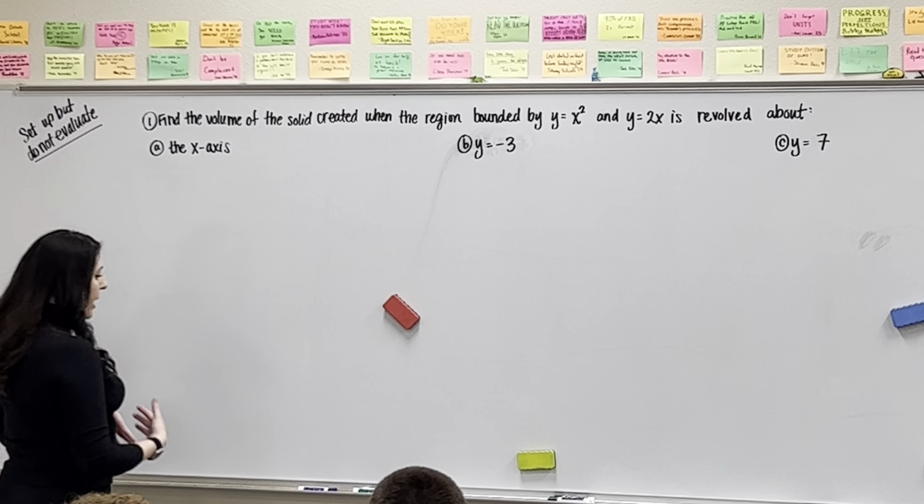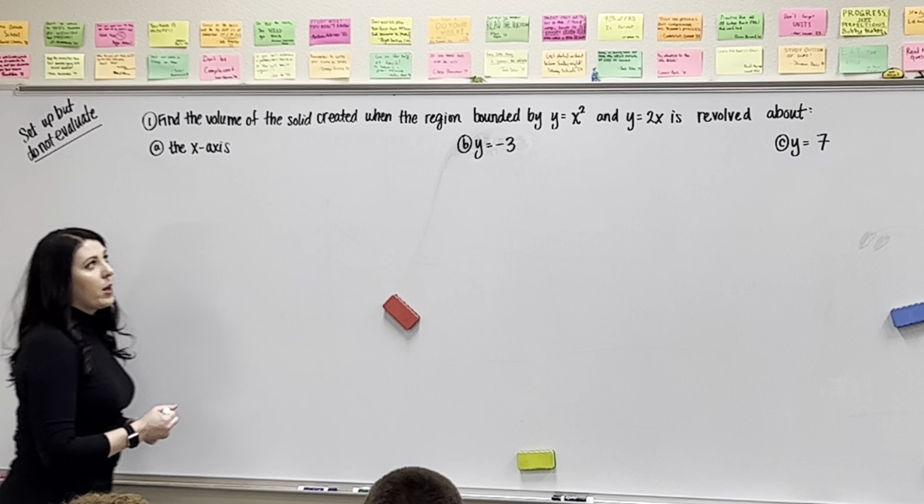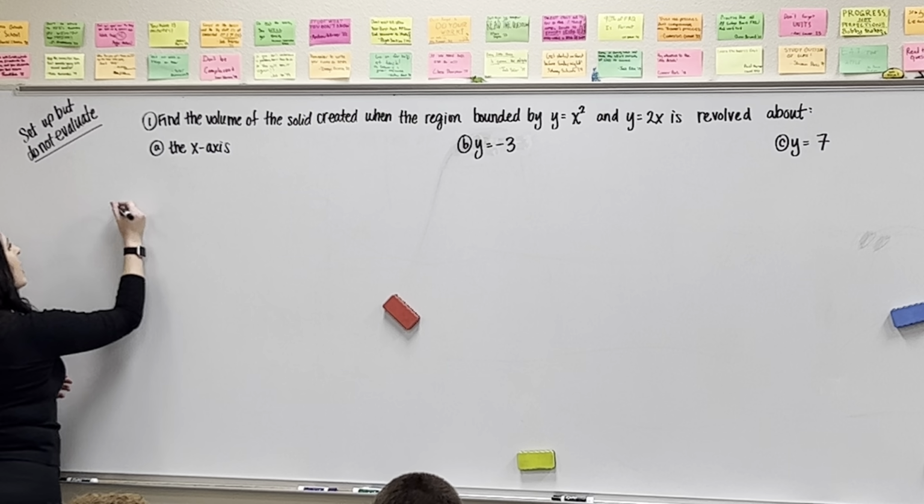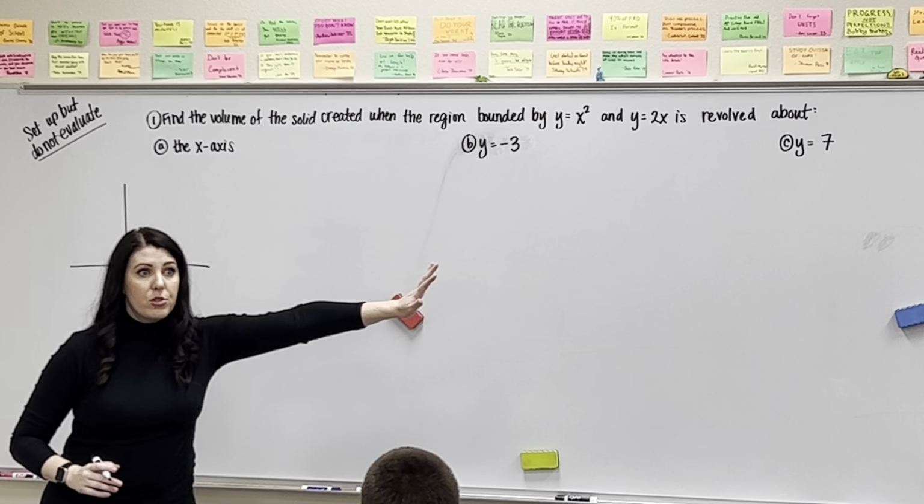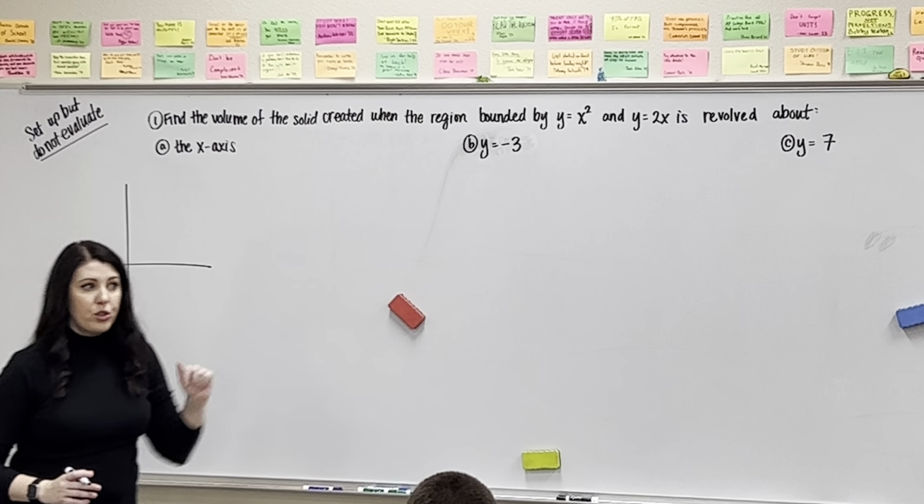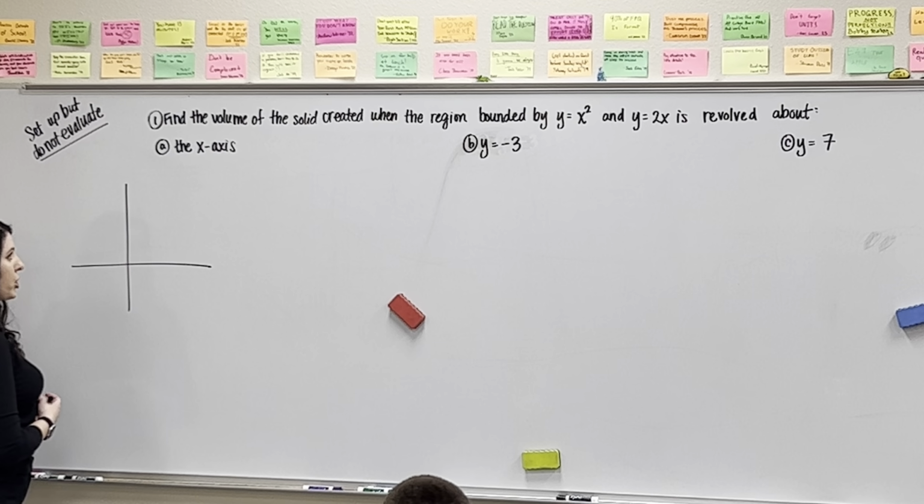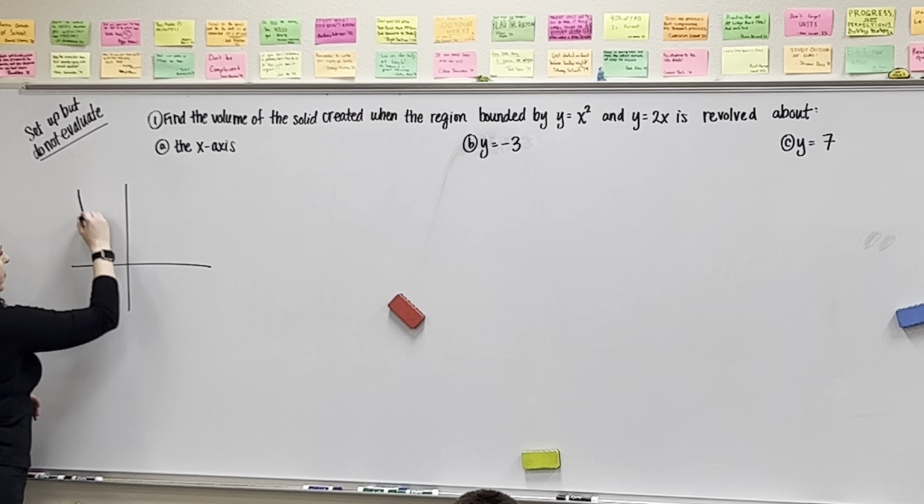So let's first draw our picture. We have y equals x squared and y equals 2x. You're going to draw this picture like 6 times, so you're going to need a lot of room in your notebook just for drawing this picture because it's going to help how we draw our picture. So we have y equals x squared. That graph looks like this.